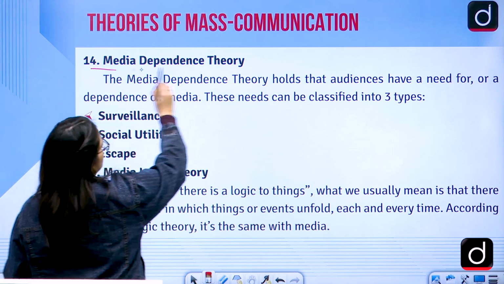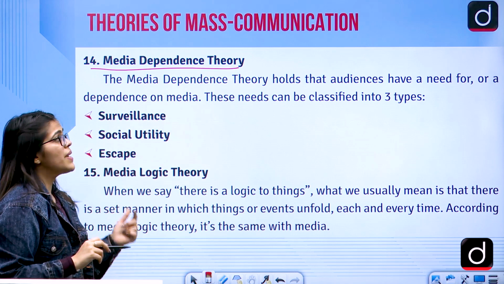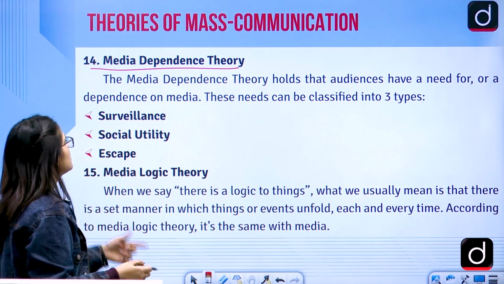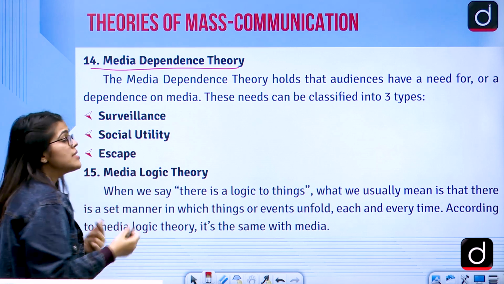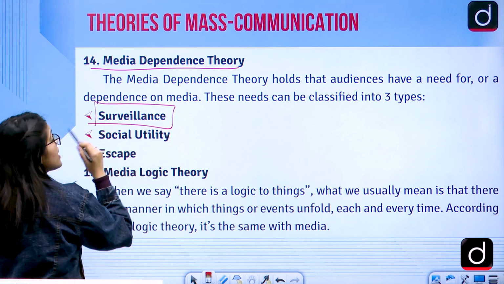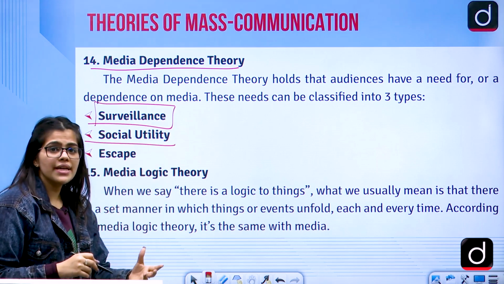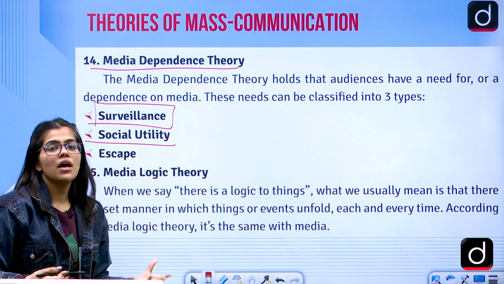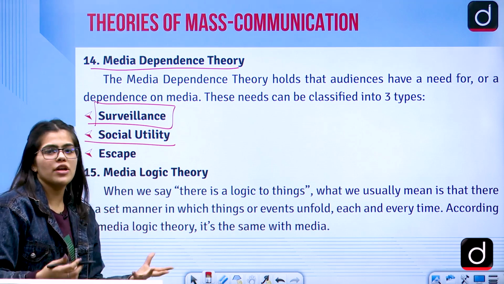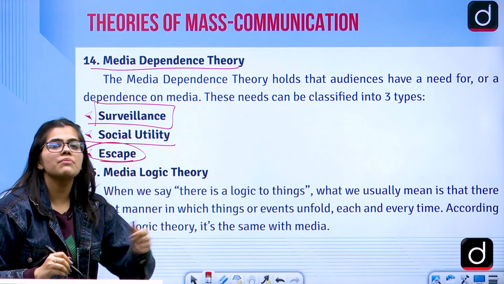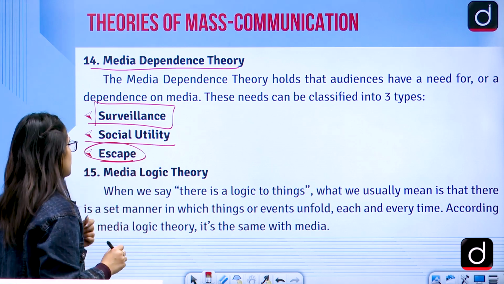Then there is the media dependency theory. The media dependency theory holds that the audience have a need for the media. And what is the need? The need is for the surveillance. Another PYQ, they also ask this one. There is the social utility. You use whatever media is telling you somewhere or the other. And there is always escape, which means for the entertainment also you use mass communication.